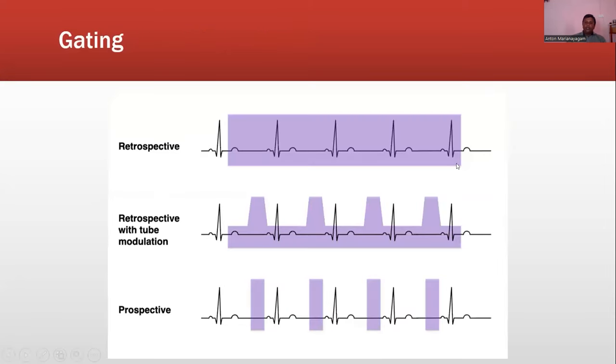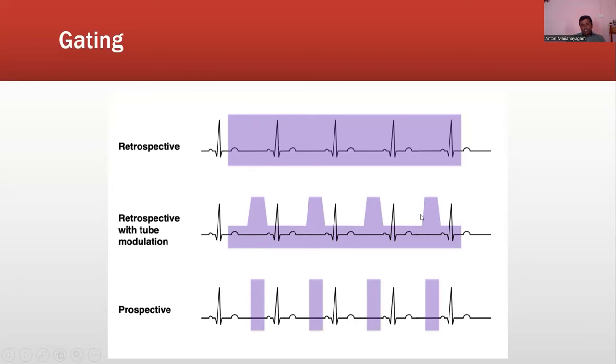So as I told you, in retrospective triggering, the machine will be irradiating the patient throughout the whole cycle. And then after acquisition, we will be processing the image at the particular phase where we see minimum motion artifacts in the coronary arteries. To select those phases, we will be going through all the axial sections in various phases after reconstructing in many phases, and then we select one or two phases to evaluate the different coronary arteries, left and right.